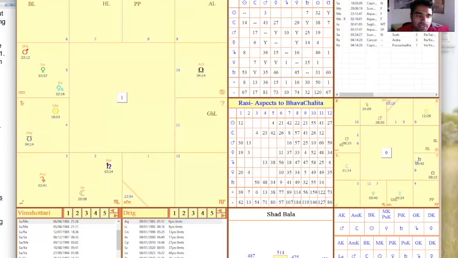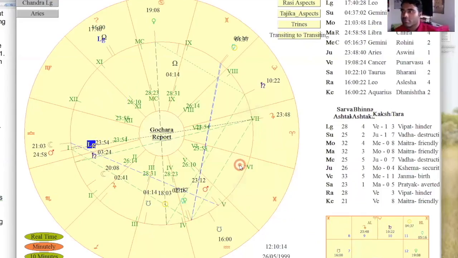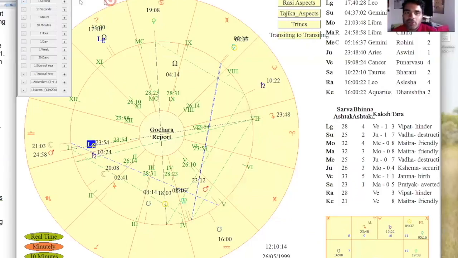May 26th, 1999, she runs away with the first boyfriend. Okay, that ran several times. So this is very clear. Nothing to worry about from the transit point of view. You can see, okay, this is very important. I show this because from this people can learn quite a lot.